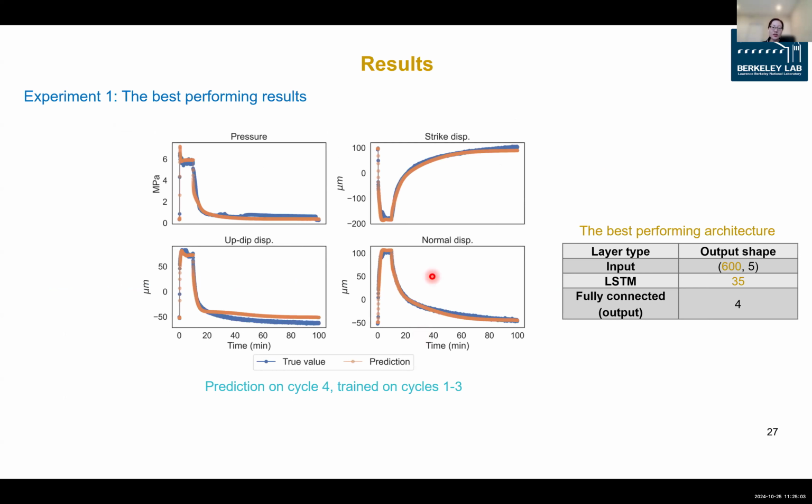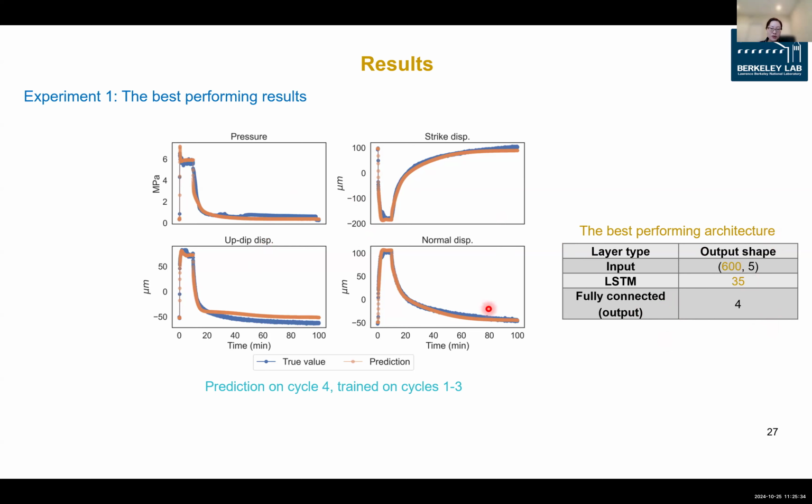Those experiments came up with the best performance results in experiment 1, where we use 600 lagging time steps, with about 20 minutes of lagging time history accounted for in the current time step, with 35 cells for the long short-term memory, and then here is the output shift.